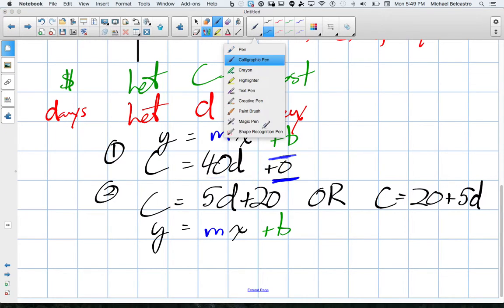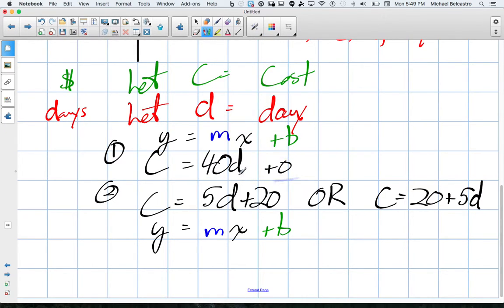And in our other equation, sorry, I forgot to relate also, d, days, was our x variable, our independent, right? And then here, what is our mx? Is it the 5d or is it the 20? Your mx is the 5d. That's right. 5 is your slope for this equation, and 20 is your y-intercept.